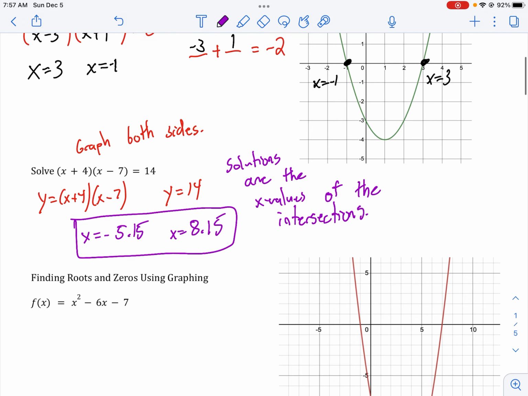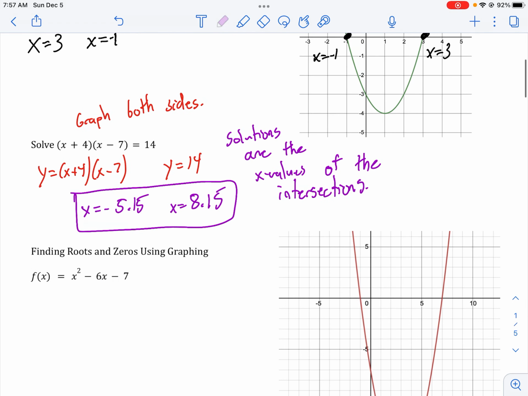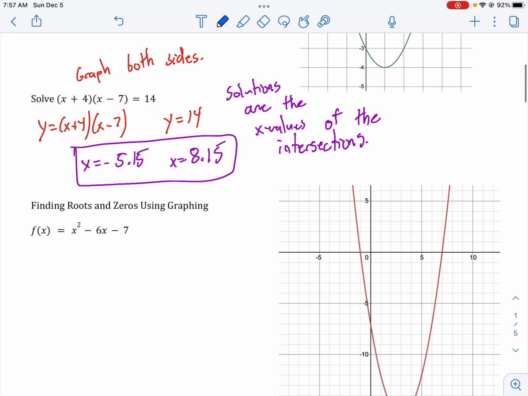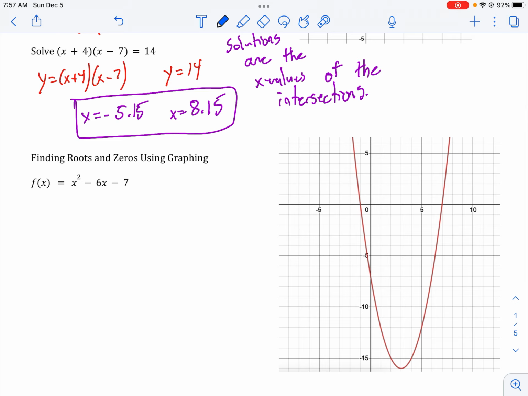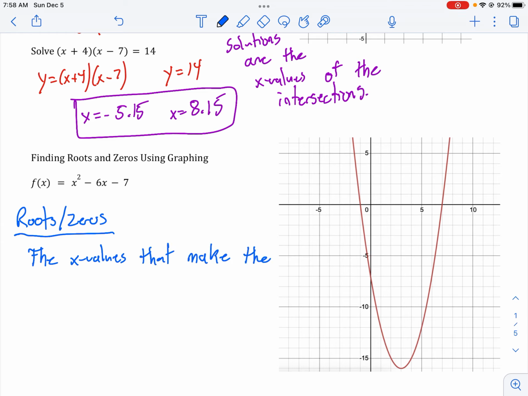Okay? But we're moving on to another way we can use graphing. Sometimes the question is asked a little differently, and it says find the roots or the zeros using graphing. Now, I mentioned zeros above, but roots and zeros really for us right now mean the same thing. And this is another thing we should have in our notes. Roots / zeros: these are the x values that make the function equal to 0.